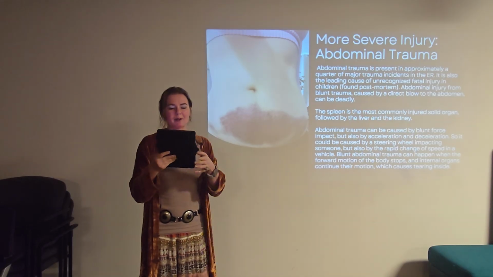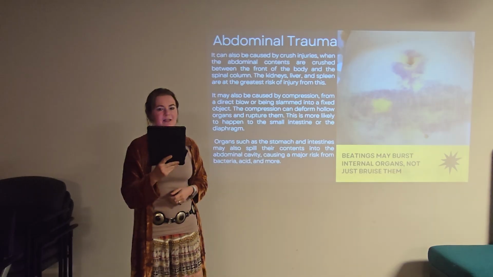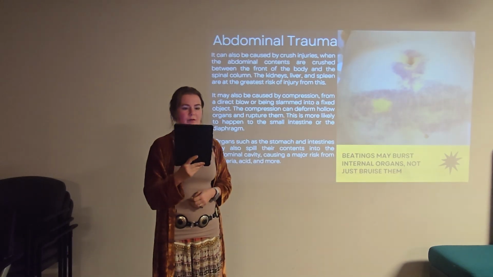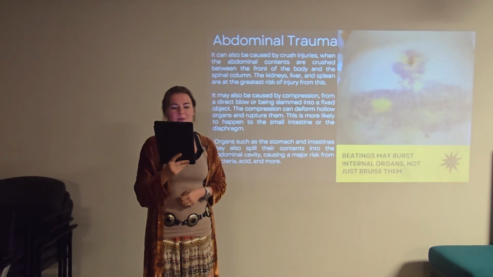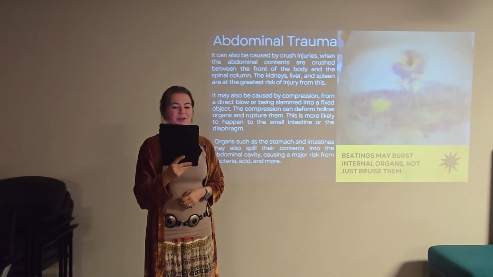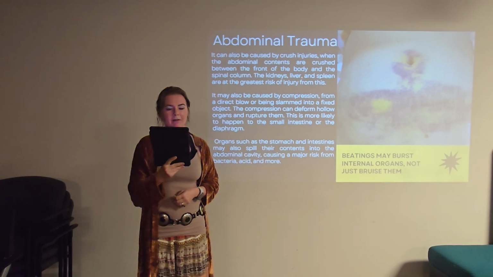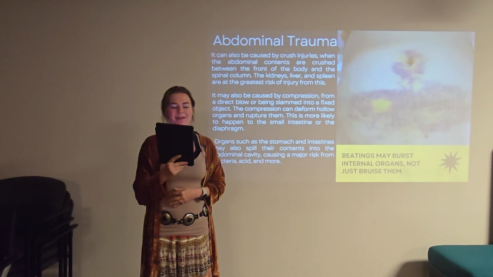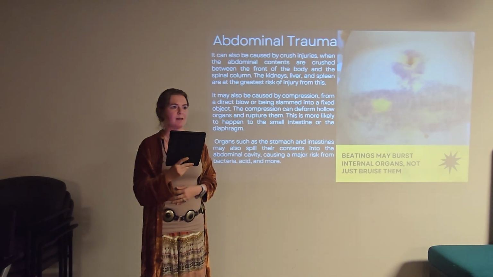It can also be caused by crush injuries when the abdominal contents are crushed between the front of the body and the spinal column. The kidneys, liver, and spleen are at the greatest risk of injury from this. It may also be caused by compression from a direct blow or being slammed into a fixed object. The compression can deform hollow organs and actually rupture them. This is more likely to happen to the small intestine or to the diaphragm. Organs such as the stomach and intestines may also spill their contents into the abdominal cavity, causing a major risk from bacteria, acid, and more.